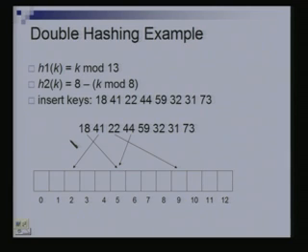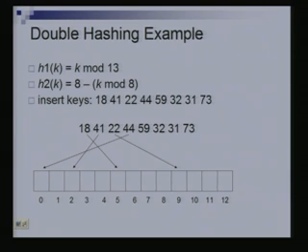Yeah. So now we have to compute H2 of 44. What is H2 of 44? 8 minus 44 mod 8. 44 mod 8 is 4. So 8 minus 4 is 4. So I have to go 4 steps ahead. So, I will go to location 9, yeah, but that is also occupied. So, I will go to location 0, that is empty. So, our 44 will go to location 0.